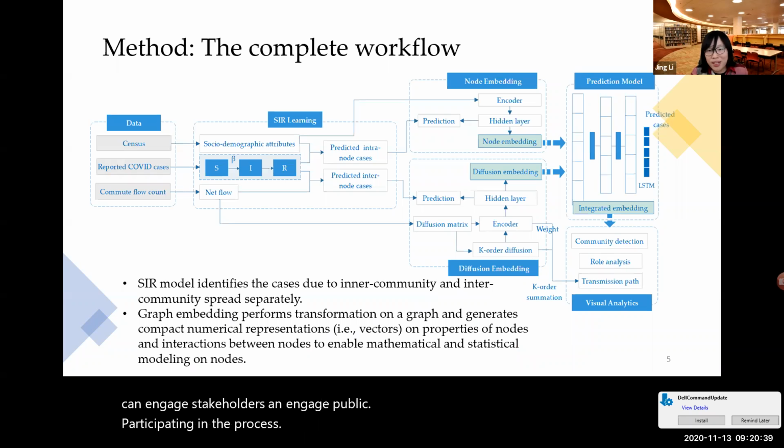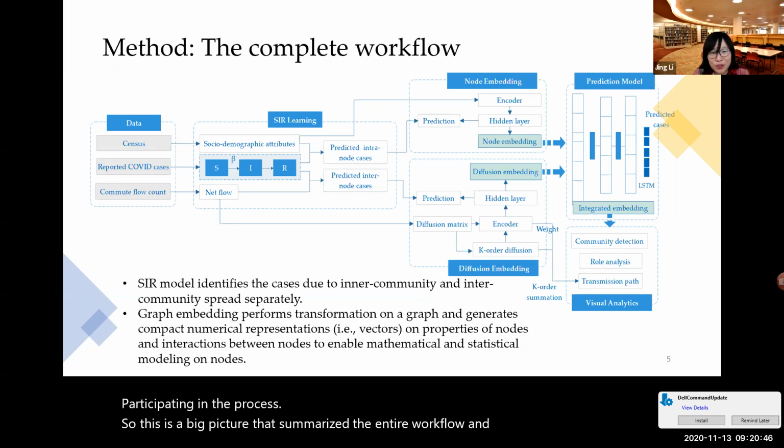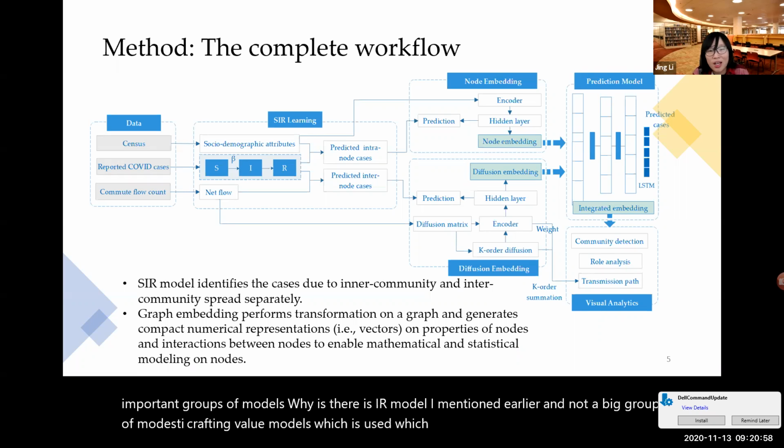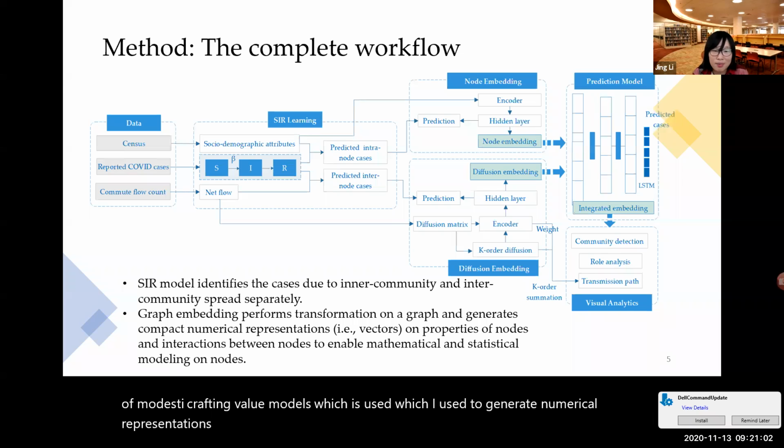So this is a big picture that summarizes the entire workflow. In this diagram, there are two important groups of models. One is the SIR model I mentioned earlier. Another big group of models is the graph embedding models, which are used to generate numerical representations as well as predict cases based on numerical representations.